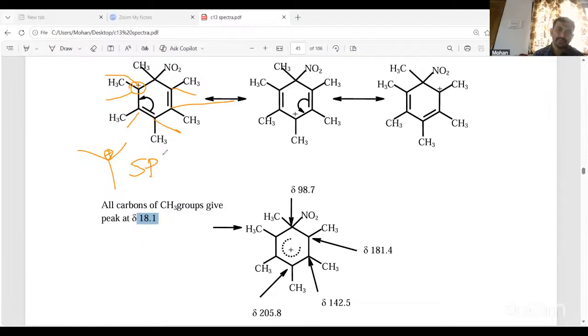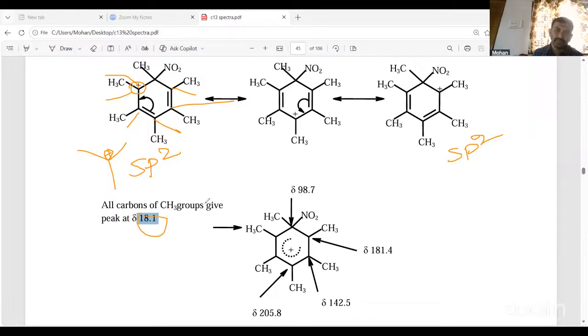Okay. So here you see all the carbons are, sorry, it's not sp3, sp2. If you observe, all these carbons are involved in sp2 hybridization, right? So if it is sp2 hybridization, you are supposed to get values higher than 60, higher than 100 here, right? But it is showing 18.1 here.